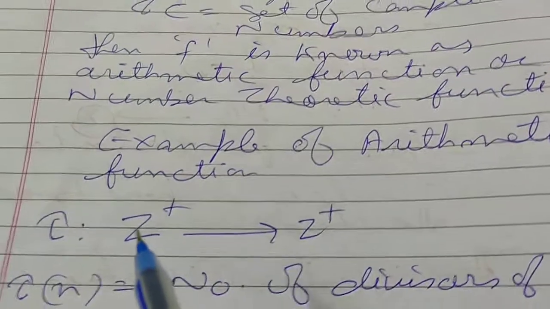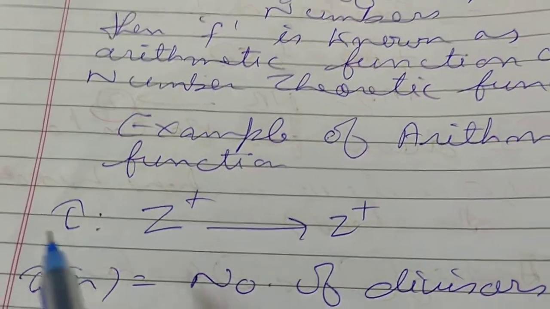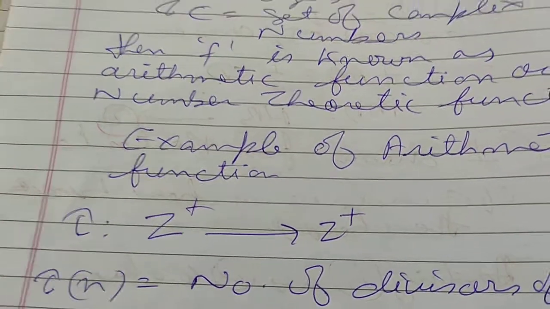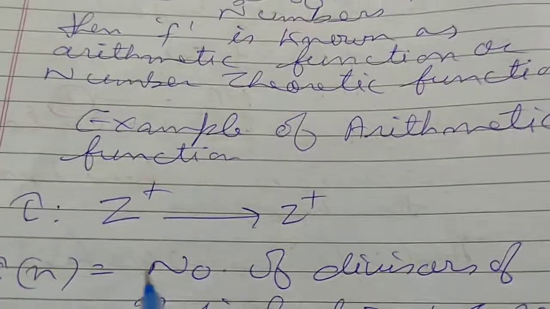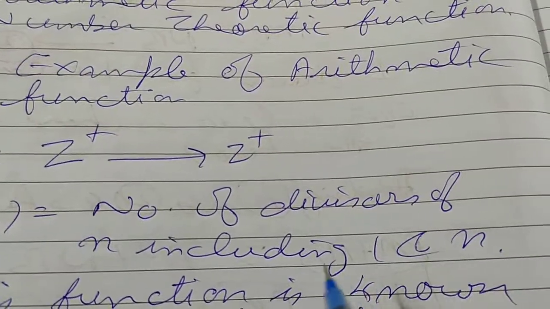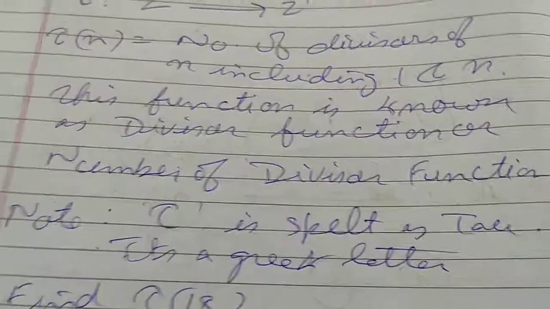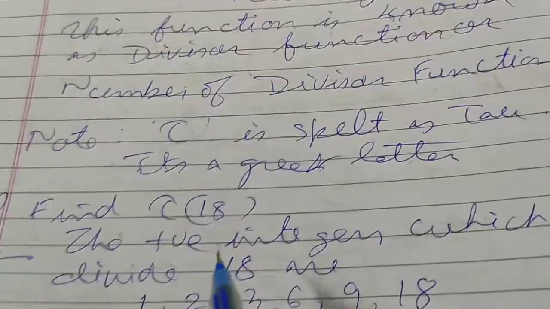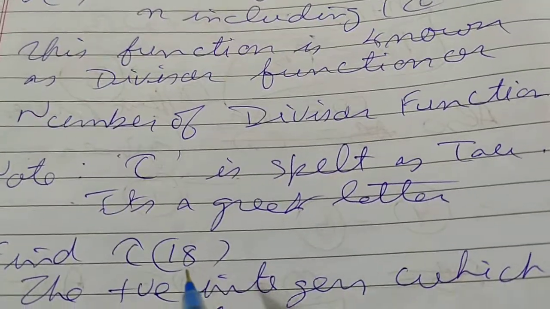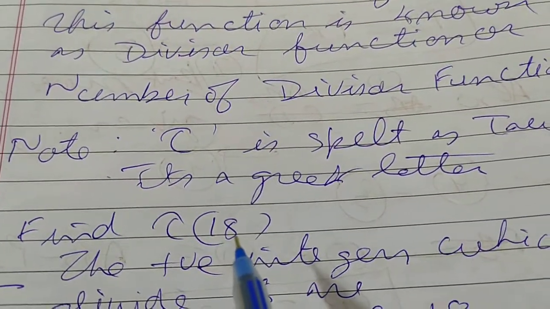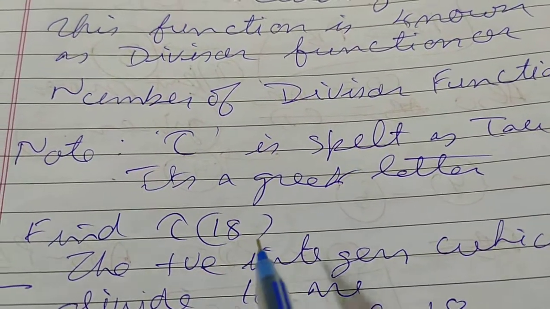Suppose tau is a function from Z plus to Z plus. This tau is the Greek letter known as tau. So the function we are defining is equal to the number of divisors of n, including 1 and n. So let us take one example. Suppose we want to find the value of tau of 18. It simply means how many divisors are there of 18, including 1 and 18.